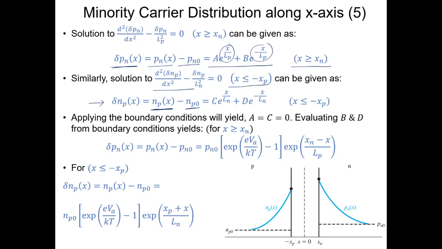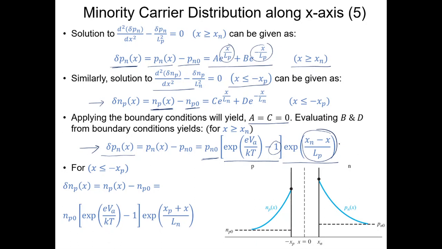Now, if you apply the boundary conditions as we have given before, about the value at x equals minus infinity and plus infinity, and x equals xn and minus xp, what do we get? We get A equals C equals 0, and then we further evaluate for B and D, and we eventually get this relation. What we get is that the excess minority carrier holes at the n side is related to the excess minority carrier holes at the n side at xn, times an exponential function which is exponentially decaying with x.